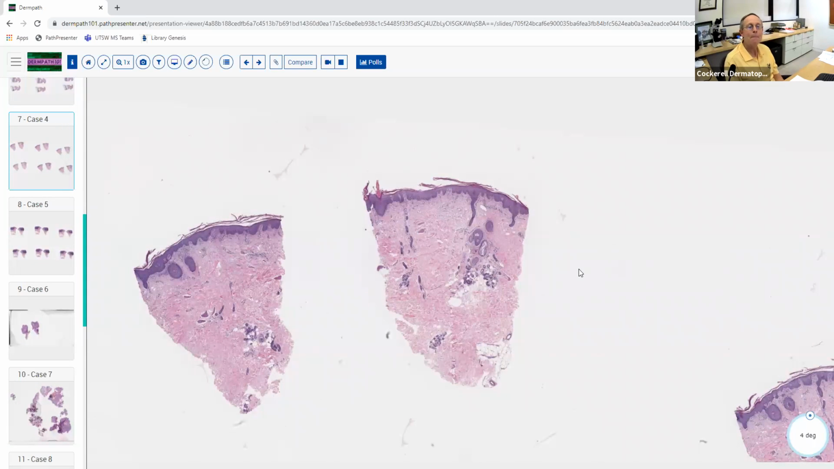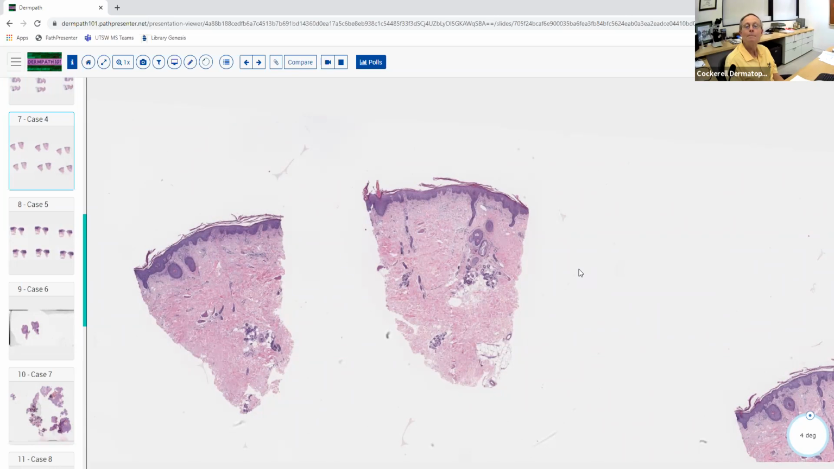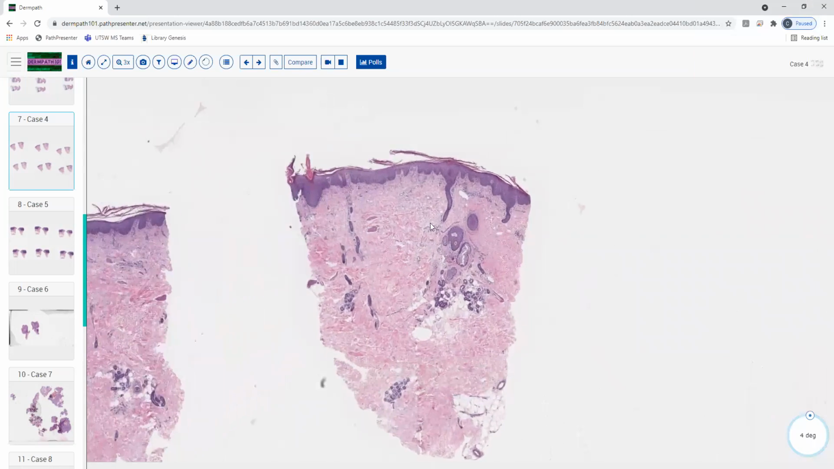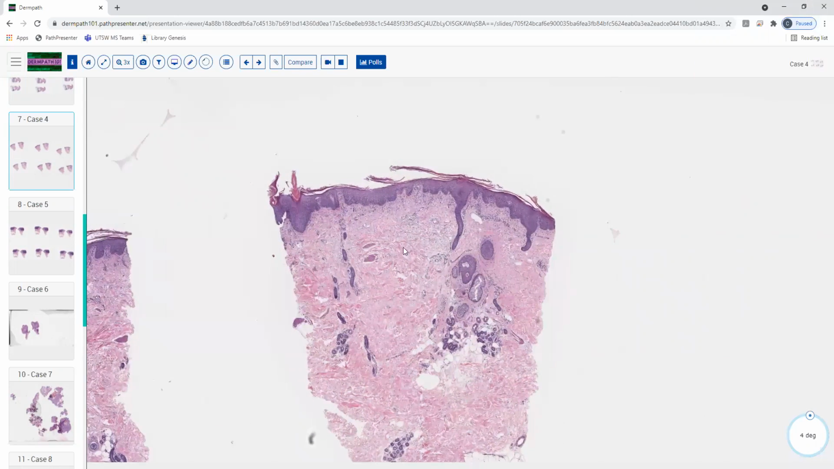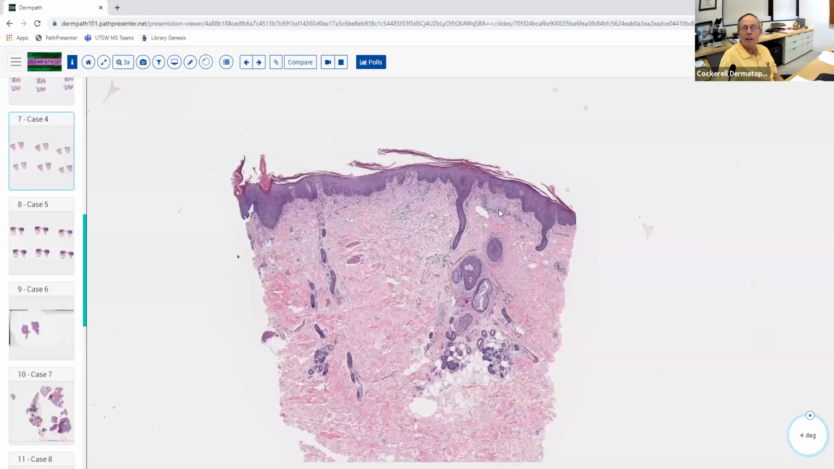Okay. Yeah, I agree. It definitely did not just jump off the page. I know in some of the slides, for me, it kind of looked like an inflammatory process, a punch biopsy, inflammatory process, and mostly perivascular. I thought it was mostly in the superficial area. Yeah, superficial perivascular dermatitis. I totally agree with you.